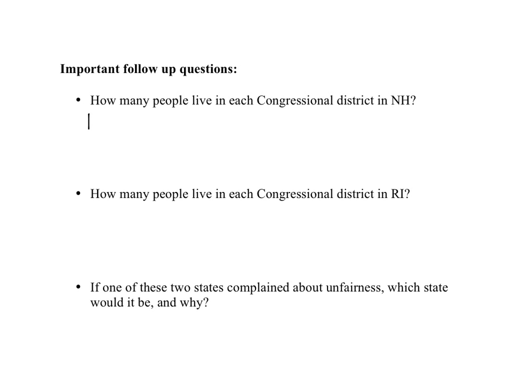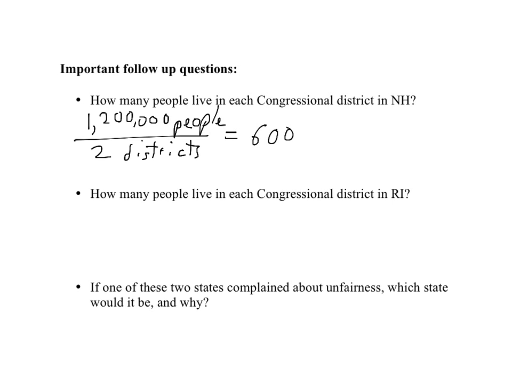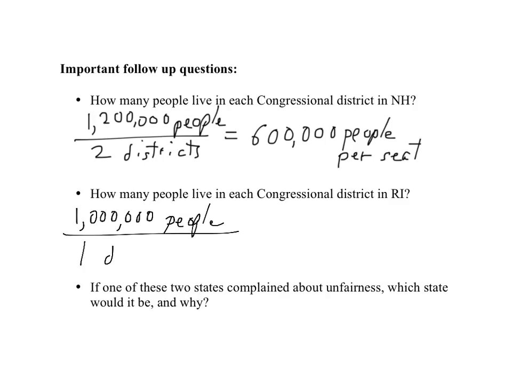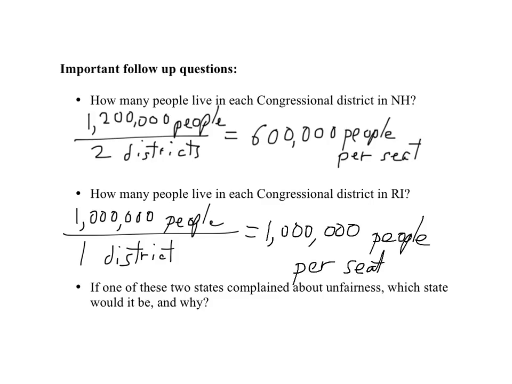So in New Hampshire, we had 1.2 million people spread out across 2 congressional districts. Well, 1.2 million people spread out over 2 districts is 600,000 people per seat, or per district. I'll write here 600,000 people per seat. By contrast, Rhode Island had 1 million people living in just 1 district. So 1 million people, as it were, spread out across 1 district, and that makes for a very different situation in Rhode Island compared to New Hampshire. Right? In Rhode Island, it is a whopping 1 million people per seat, by contrast with the 600,000 people per seat in New Hampshire.